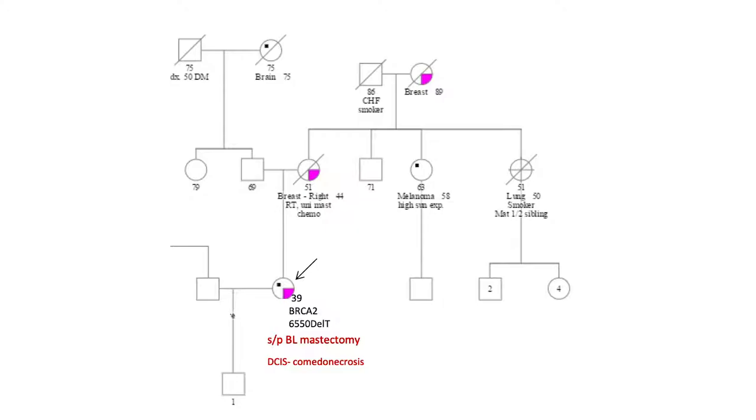This is an unaffected BRCA carrier. She carries a BRCA2, and to orient you, the arrow is where she comes in. At the time, she's 39, she had one young baby, and she knew that she had this hereditary susceptibility. She was both an information seeker and kind of fearful of medical technology.